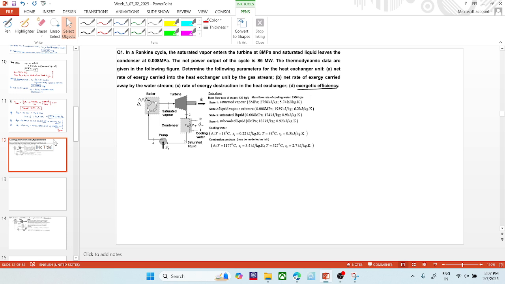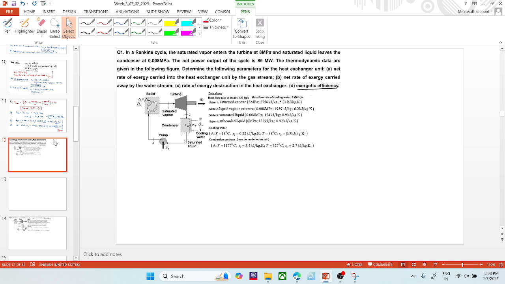Next, we have looked into the exergy analysis of the vapor power cycle. Then we have written the different formulas for the exergy calculation, exergy destruction, and exergy efficiencies for different components like boiler, turbine, pump, and the condenser. And based on that, a problem is there. It is also solved in the class.